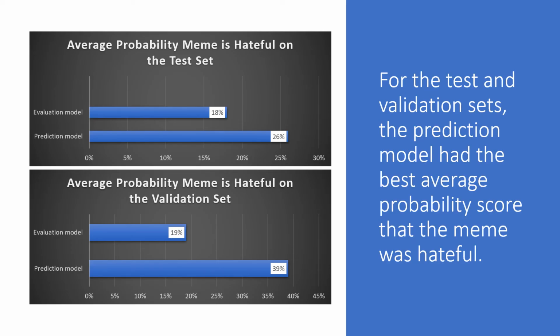Lastly, for both the test and validation sets, the prediction model had the best average probability score that the meme was hateful. The average probability that the meme was hateful in the validation set was predicted to be 39%, whereas it was 19% in the evaluation model. 39% is the highest prediction percentage I got from all of my models. However, 39% is significantly below the 64.73% set by state-of-the-art methods I had mentioned earlier in my presentation for identifying hateful memes.